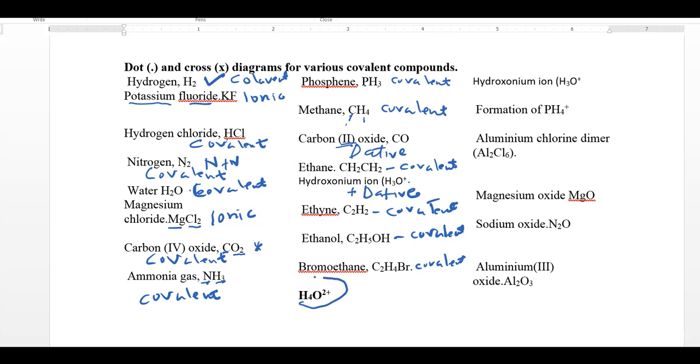This compound here, because of the charge here, it will undergo dative bonding. Hydroxonium ion, I have already discussed, it will undergo dative bonding. Formation of PH4 positive. So our guide is this charge here, PH4, this charge here. So this one will undergo dative.